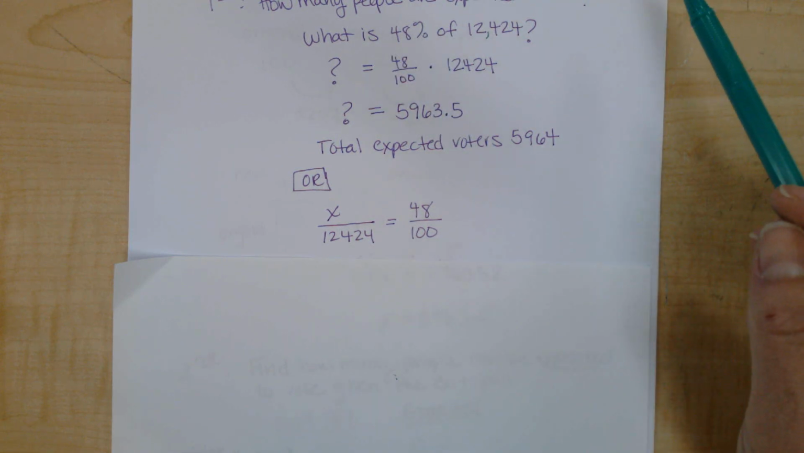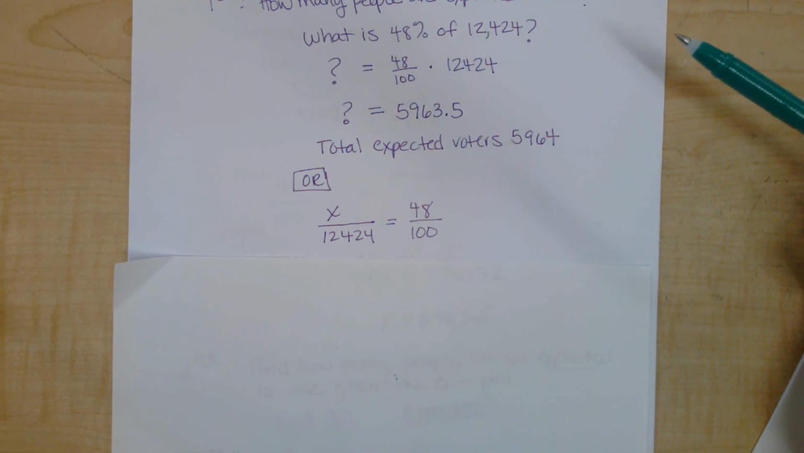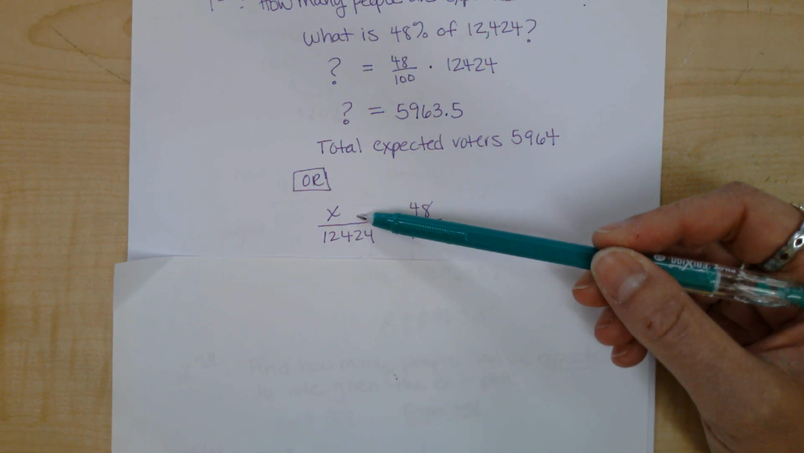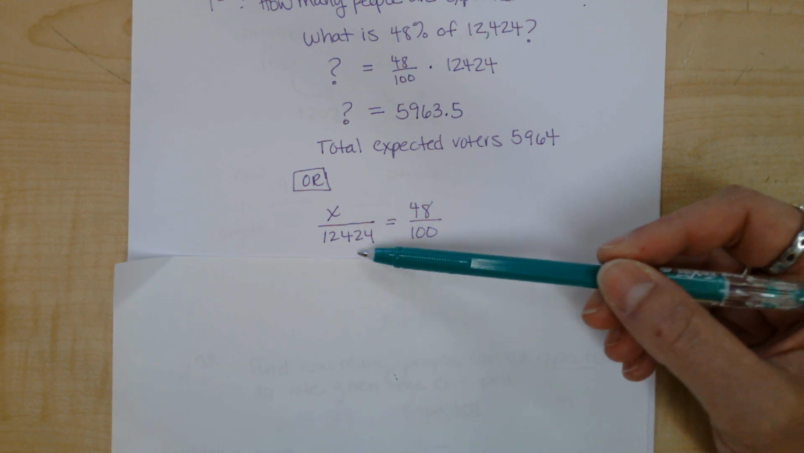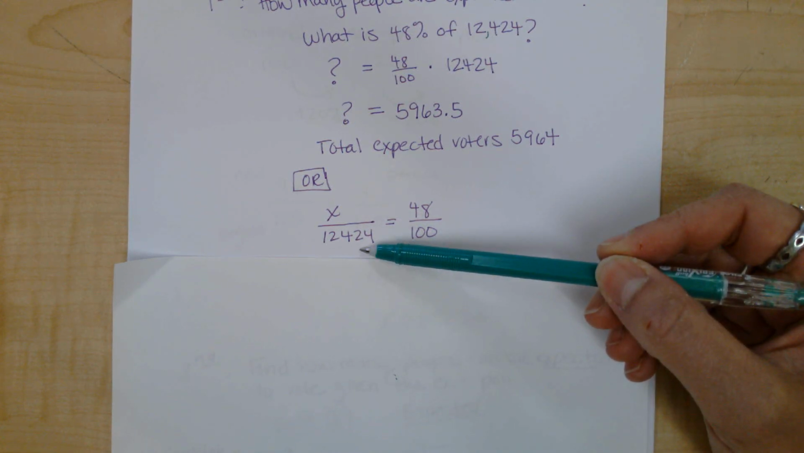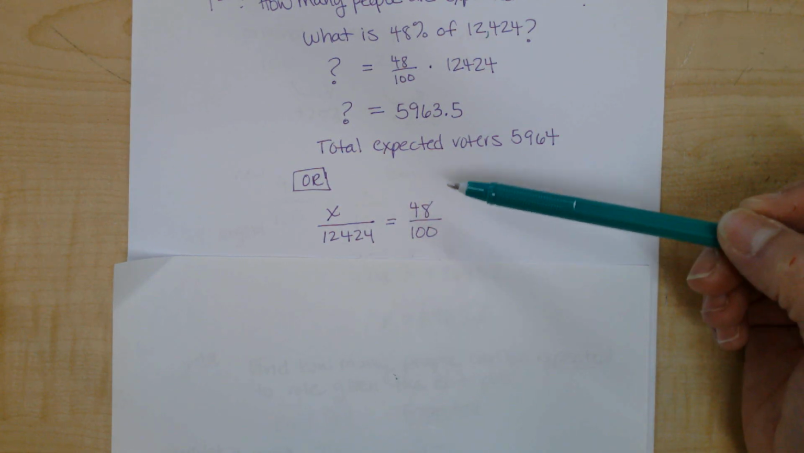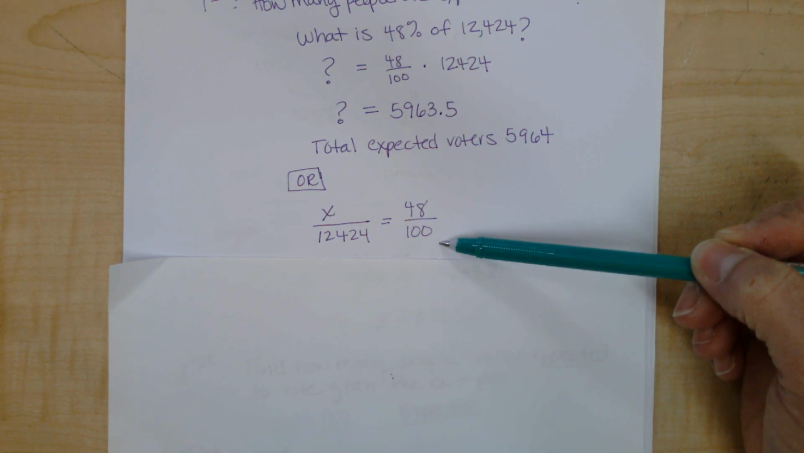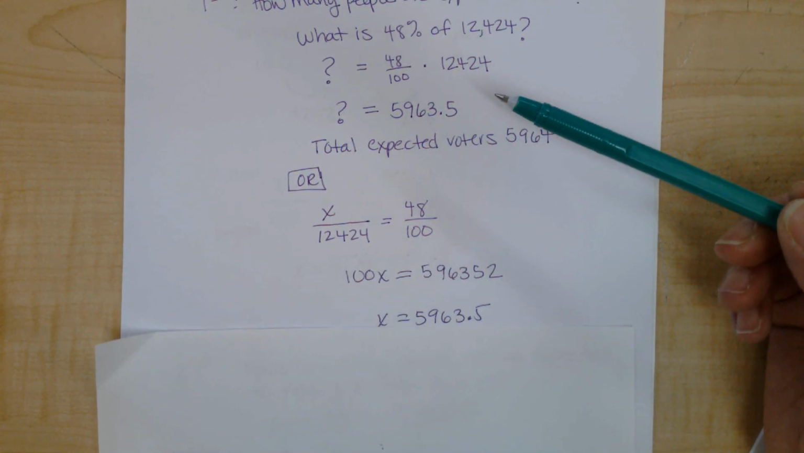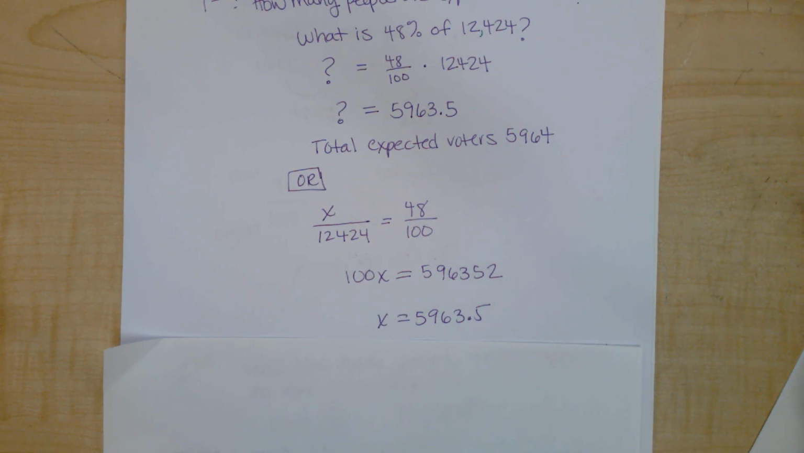So, and you saw me compare exit poll versus expected. We don't know how many people are going to vote for candidate Y out of 12,424. I was actually expected to vote 48 out of 100, very similar. And so we're going to come up with 5963.5.